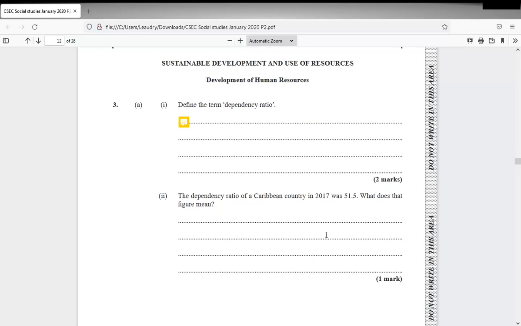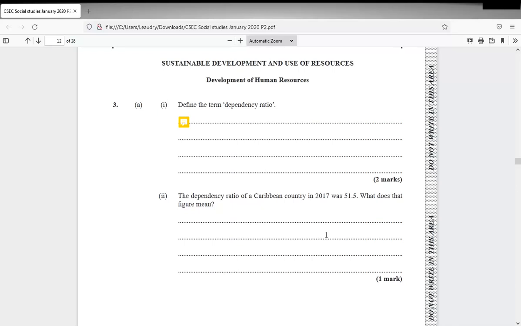So let's get into this past paper. This section covers the sustainable development and use of resources. So let's focus on the development of human resources. Question 3, the first part, says define the term dependency ratio.